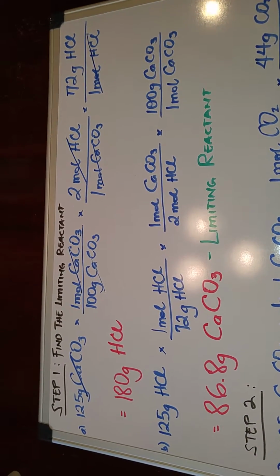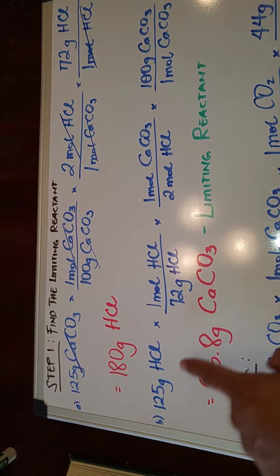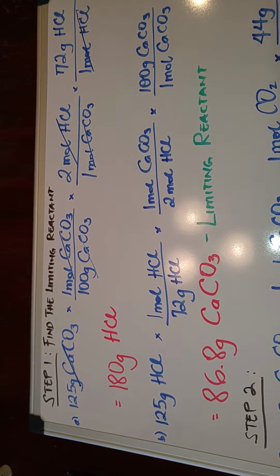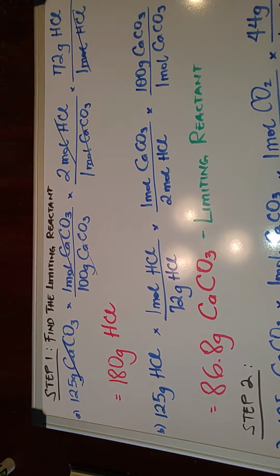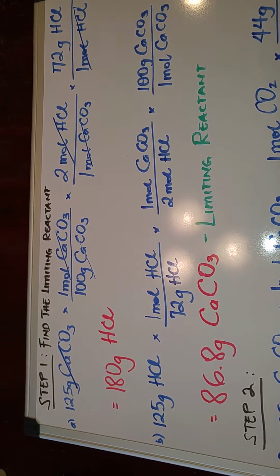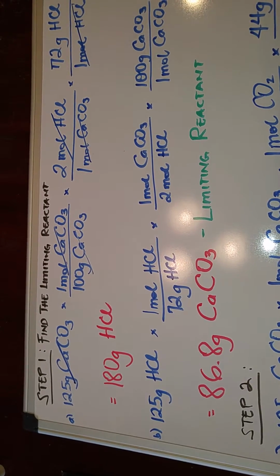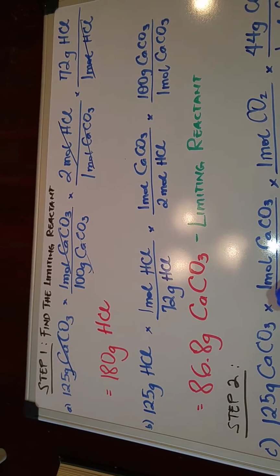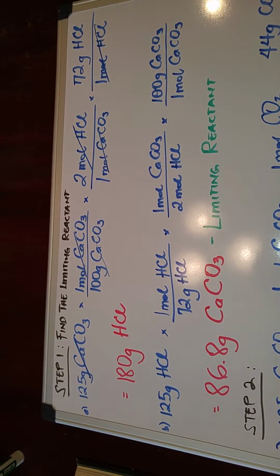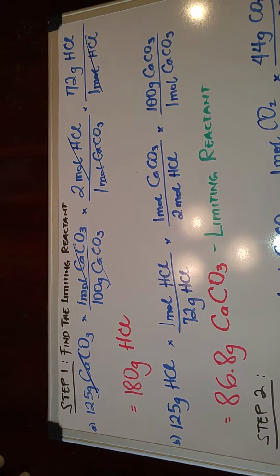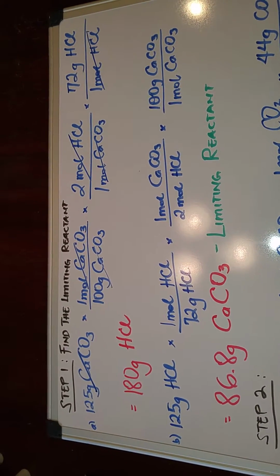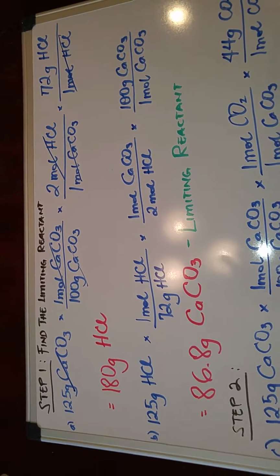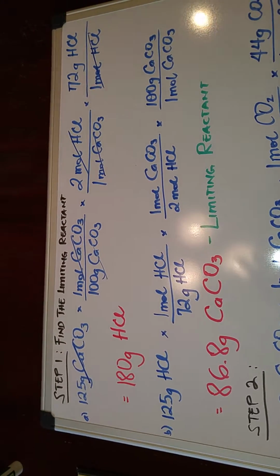The second reactant is hydrochloric acid, and we use 125 grams of hydrochloric acid to determine how much calcium carbonate is actually used up in the reaction. You can see we have 86.8 grams of calcium carbonate, and we determined that calcium carbonate is our limiting reactant because 86.8 grams is less than what's actually given in the problem. So that's the first step, to determine the limiting reactant.